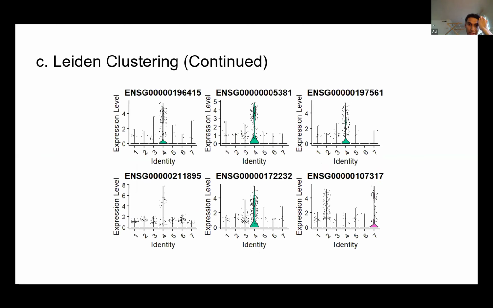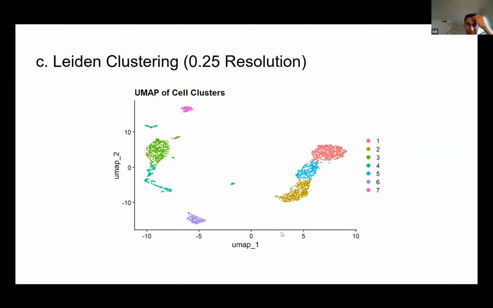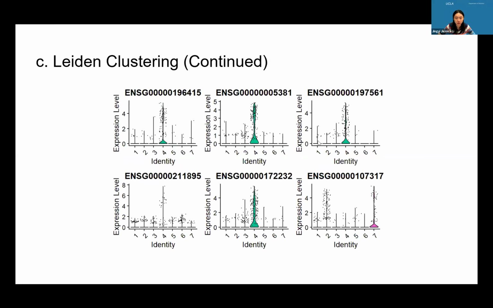So we can also look at the expression profiles for 6 of the top 1,000 highly expressed genes. And you can see they do seem to be distinct. For example, cluster 4 is highly expressed.